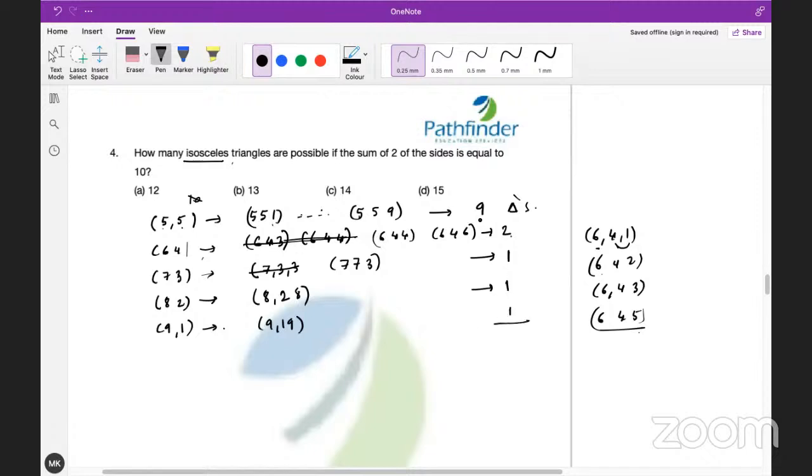So how many triangles in all? 9, then 10, 11, 12, 13, and 14 triangles in all is the correct answer. Not 13, but 14 triangles.